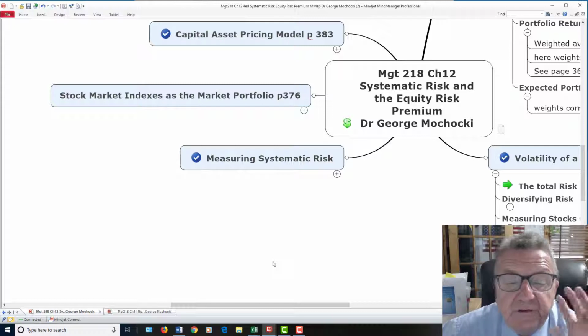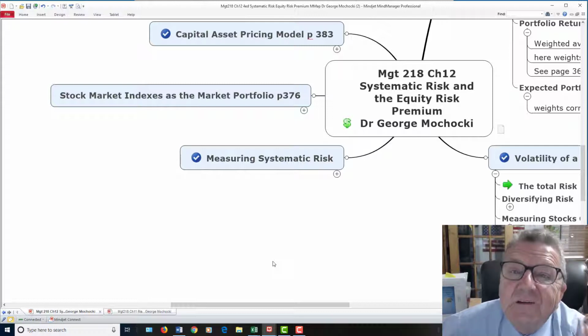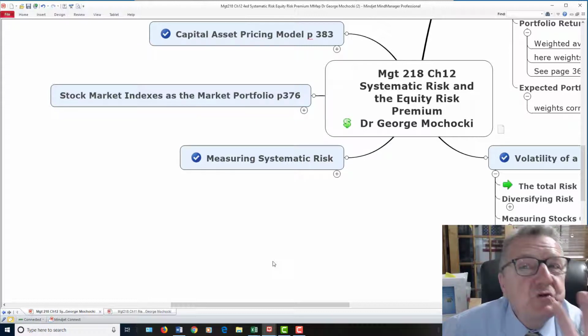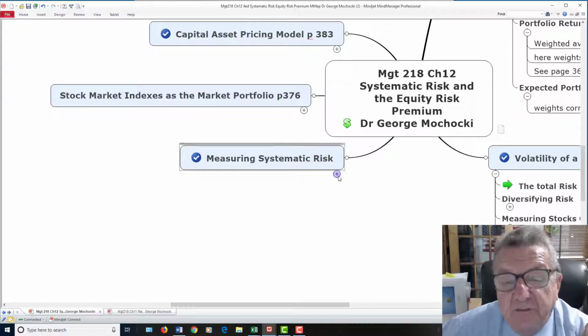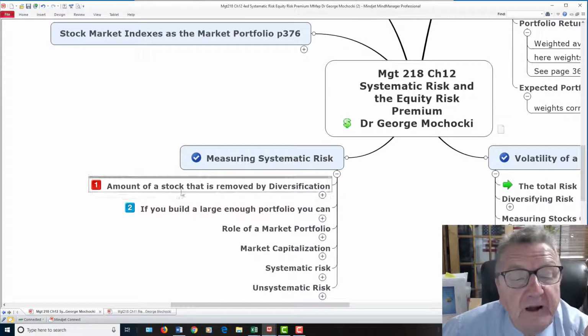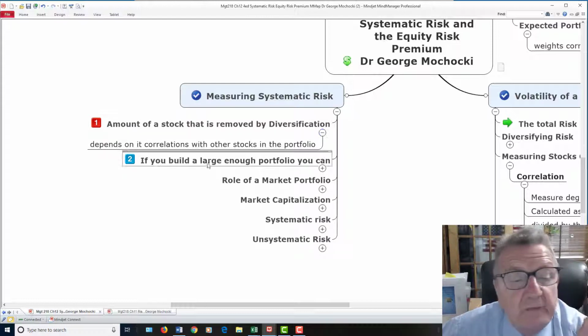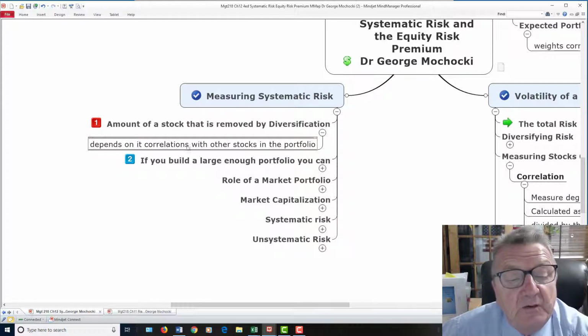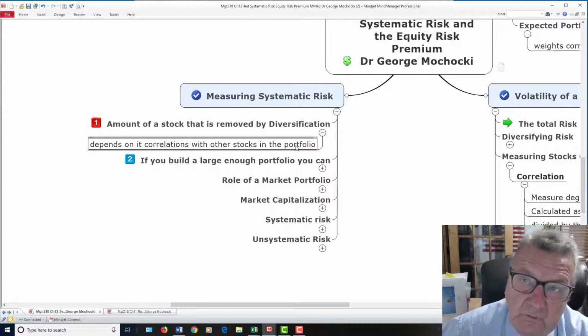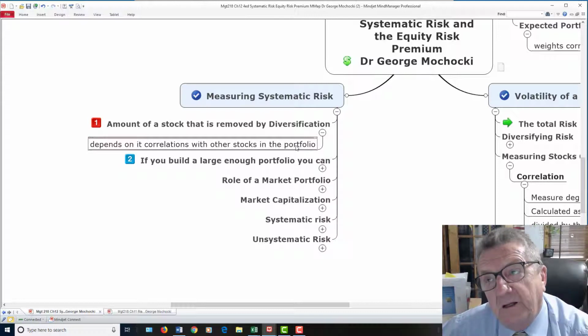Okay, measuring systematic risk. Now, here's the thing that I want you to focus on in this whole chapter, systematic and unsystematic risk. So let's go in here. The amount of risk that is removed by diversification depends on its correlations with other stocks in the portfolio. Like we talked about before, which stock do I keep? Which stock do I take?